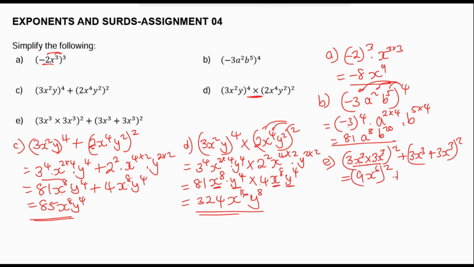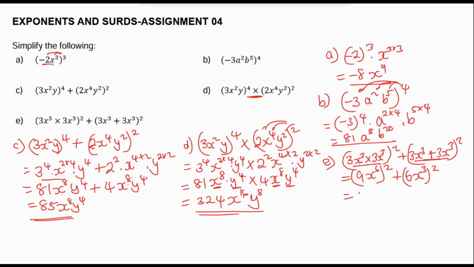Okay, then plus, these are like terms, we can add them. This one we cannot distribute because of the two different terms here in the bracket. So it becomes 6x cubed. These are like terms, we're adding them. 3x cubed plus 3x cubed, 6x cubed, all raised to the power of 2.